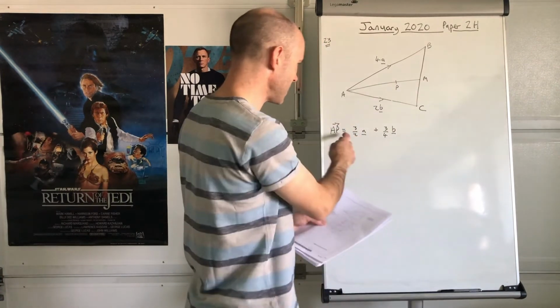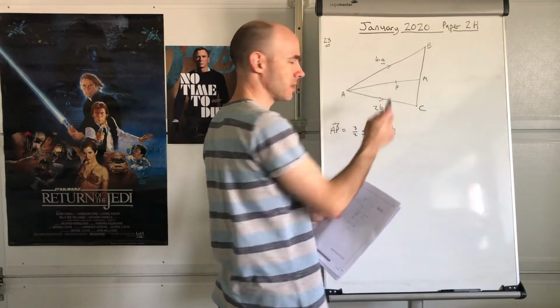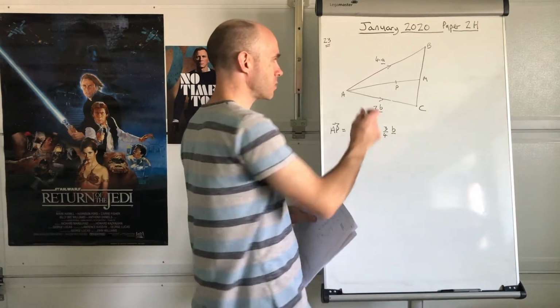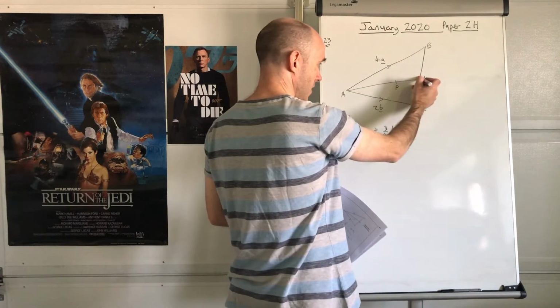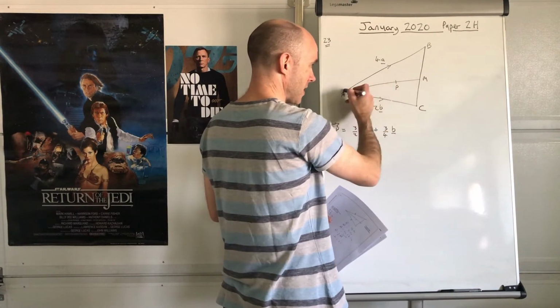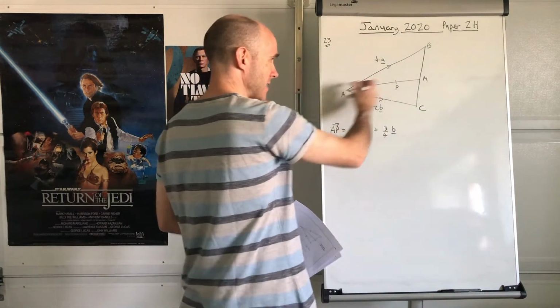They give us AP, so we know what that is. What we're going to need to know is what A to M is. If we can work out what A to M is, we can work out what fraction AP is of that. Does that make sense? So that's our goal: we're going to work out A to M.